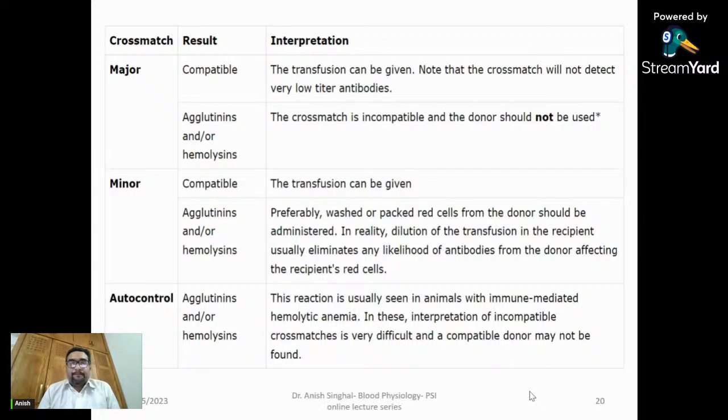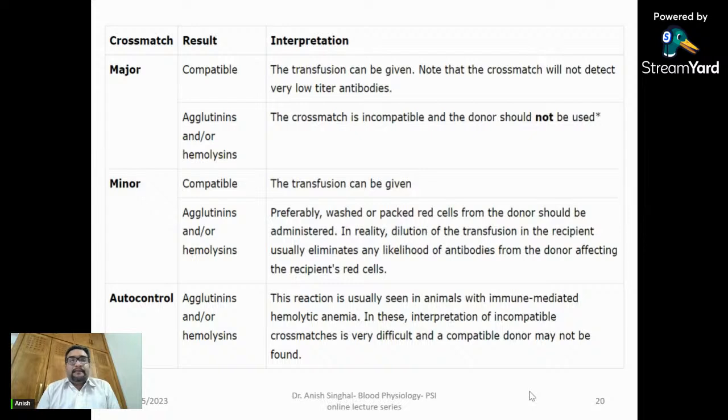Now, we also have to understand that in the major cross matching, if the person is O negative, that person's RBC does not have any kind of antigen, so it can be easily accepted by the recipient's plasma and blood transfusion takes place.